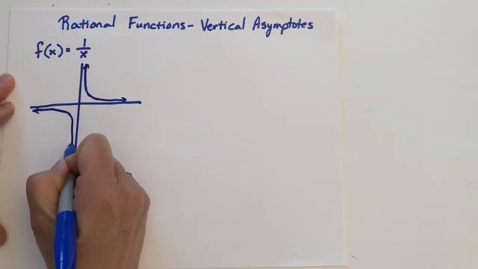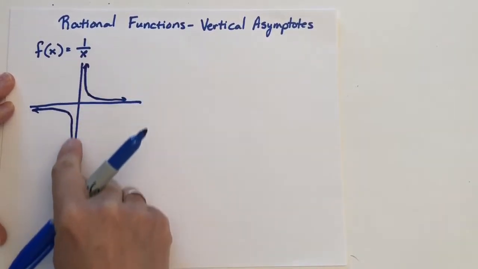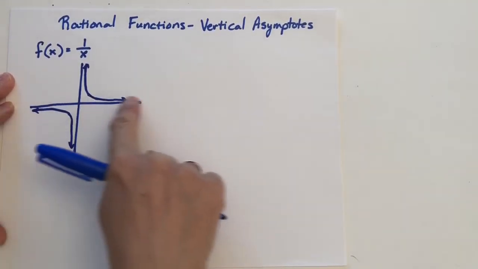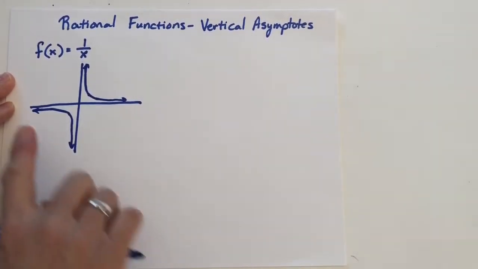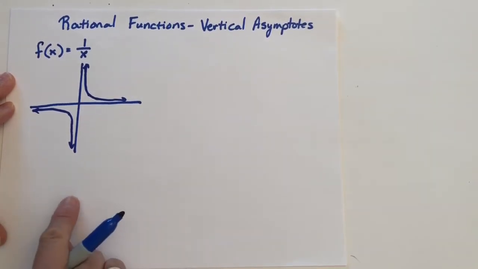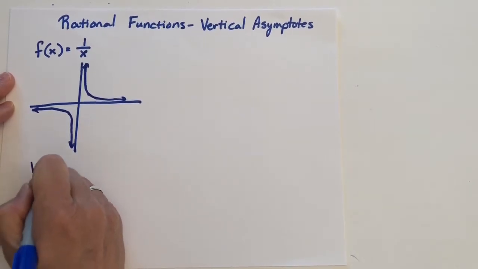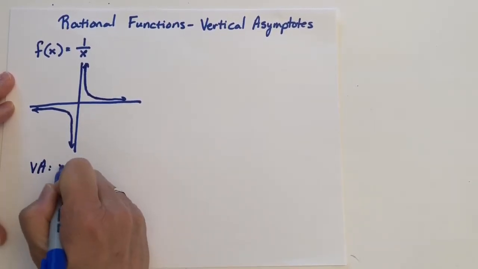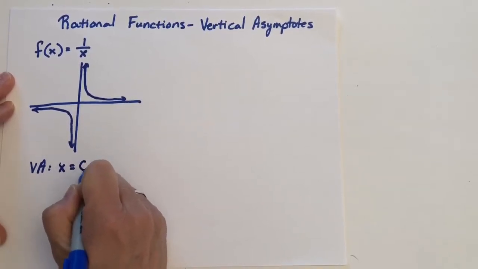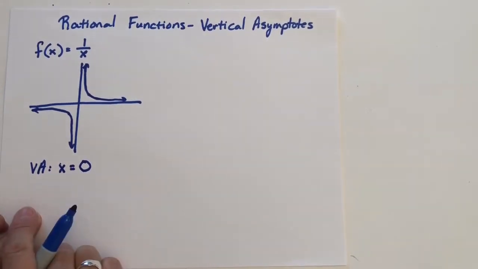There are two asymptotes for this particular function. One is this vertical asymptote right here at x equals 0, and another one that's horizontal at y equals 0. I'll talk about horizontal asymptotes on another video. We're going to focus on vertical asymptotes. So the vertical asymptote for this particular function was at x equals 0. The y-axis has this as its equation.